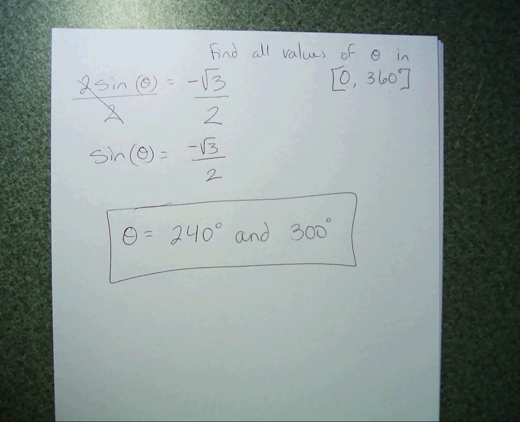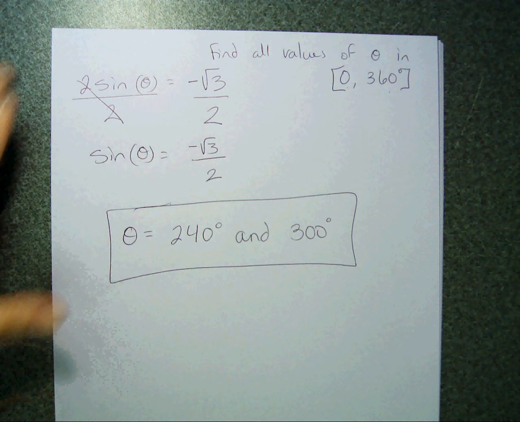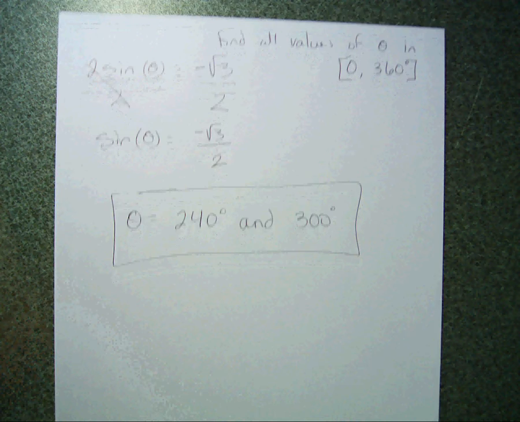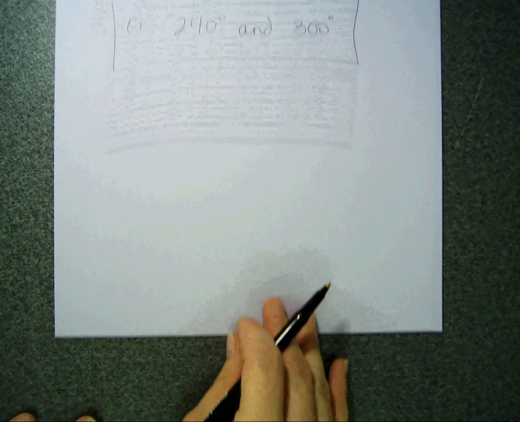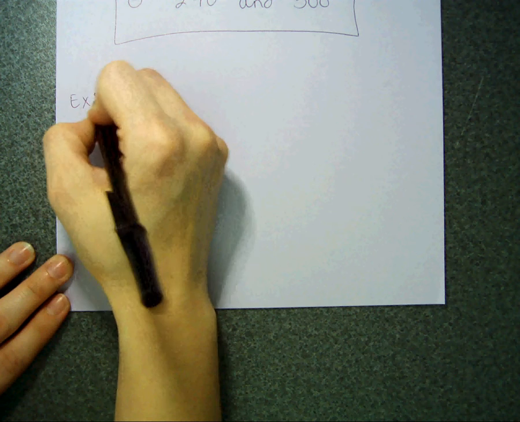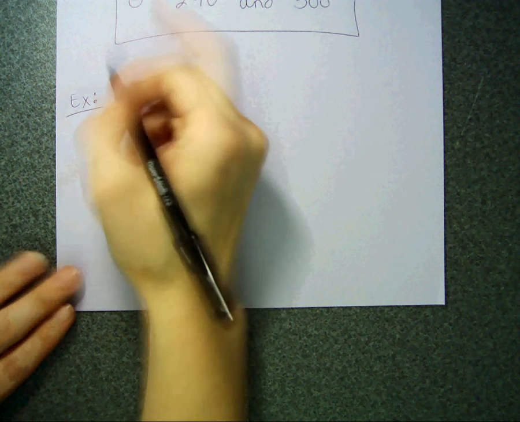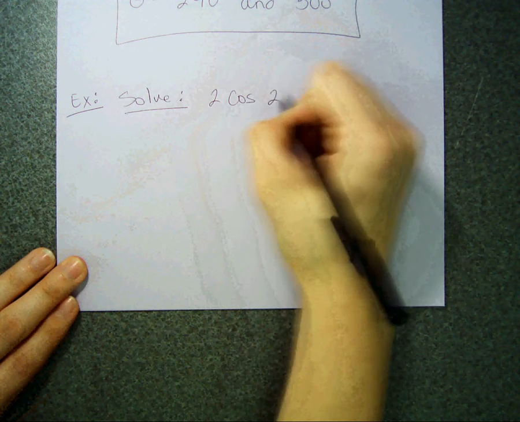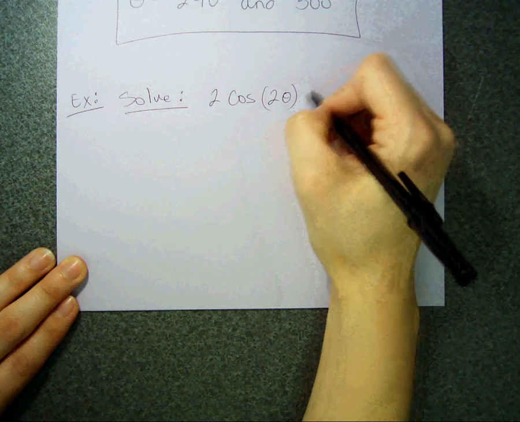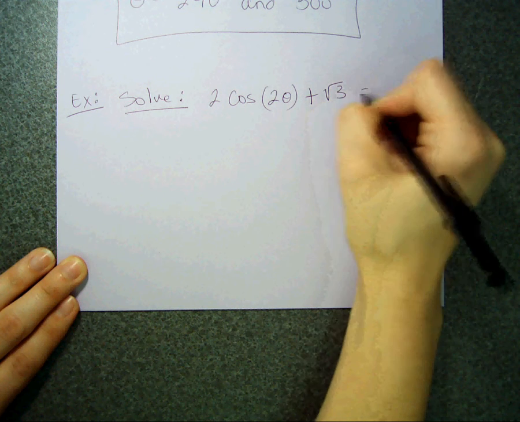All right, so let's expand that a little bit. All right, so there's our basic trig function. Now let's add a little bit more to it. Let's say I want to solve 2 cosine of 2 theta plus the square root of 3 is equal to 0. I want to find all possible values of theta.